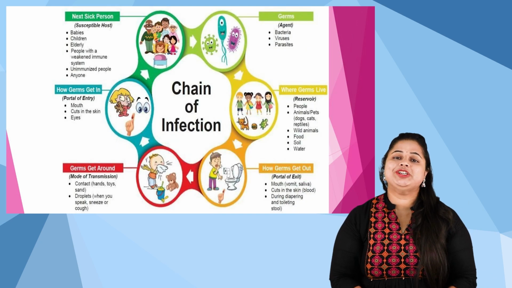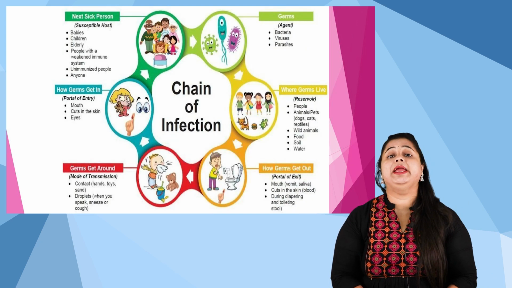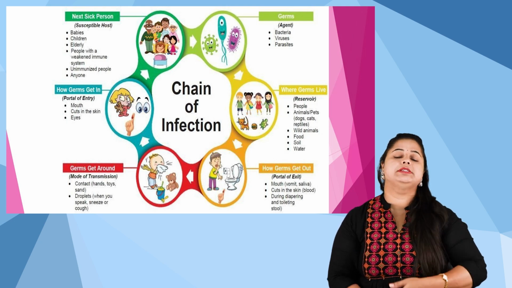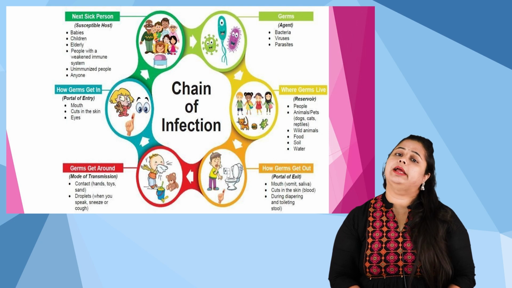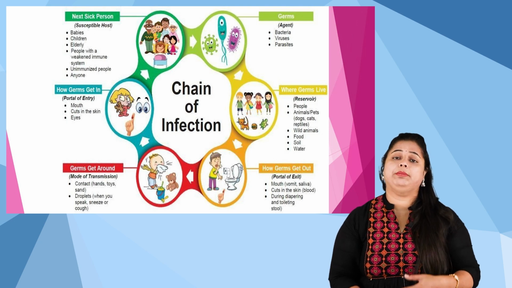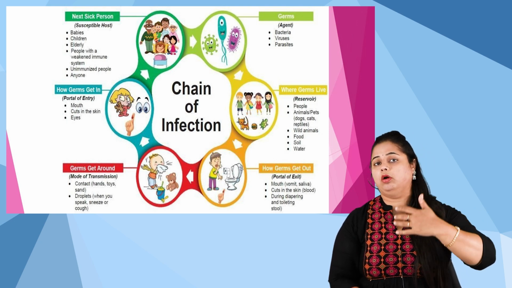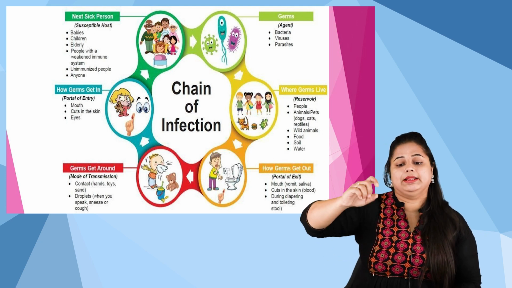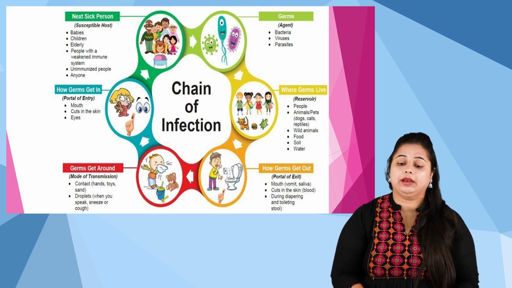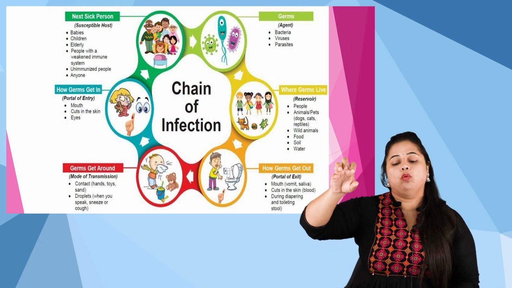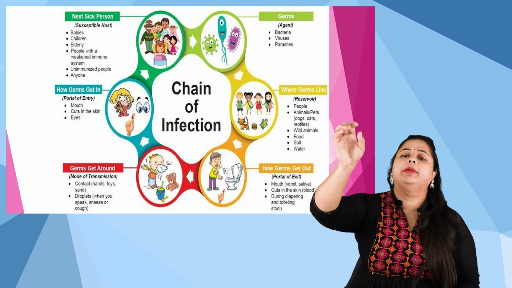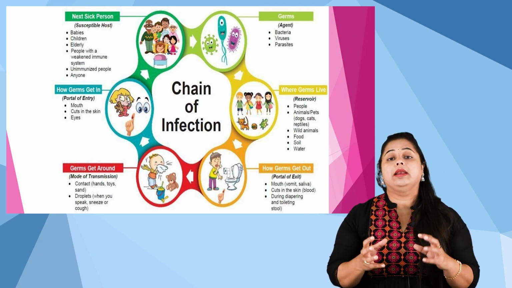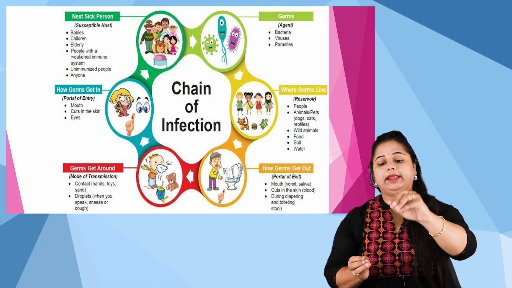So a beautiful picture is given where it is explaining the whole chain of reaction. You can see first there are germs, that means your infectious agent. It may be bacterial, viral, protozoal or parasitic infection. Where it is living is called the reservoir. Maybe in the food, soil, water or any of the people or animals, that is called the reservoir. And then how it is getting out.